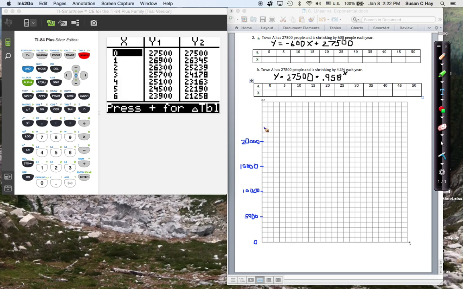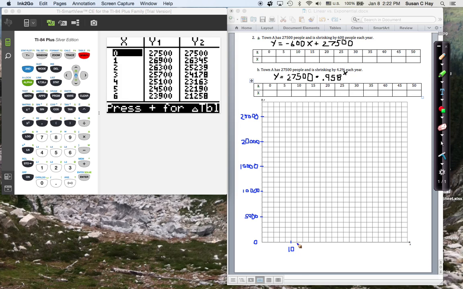20, 21, 22, 23, 24, 25,000. And then you can see that it goes up to 28 at the top. So I know that's going to get my 27,500 to fit on this. It'll be right there. But now let's set up our x-axis. We need to go up to 50. There are 25 spaces here, so I'm going to make each one worth 2, because I need to go up to 50. So 2, 4, 6, 8, 10.